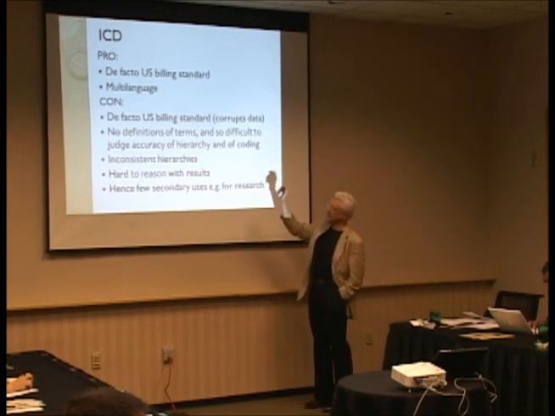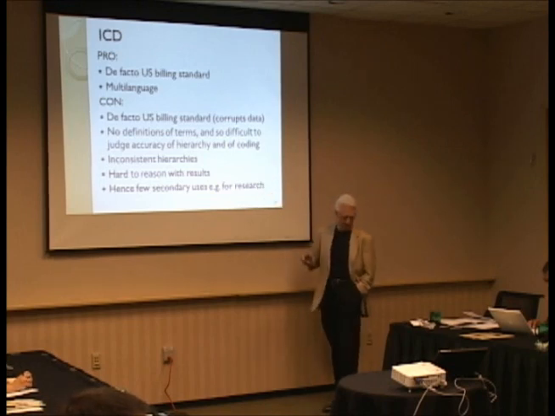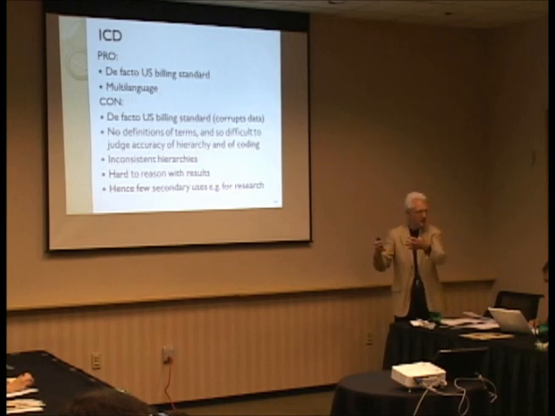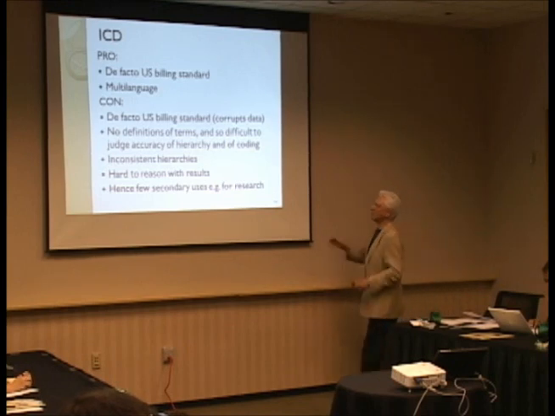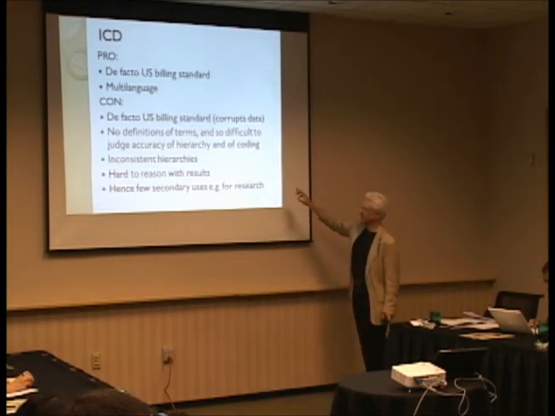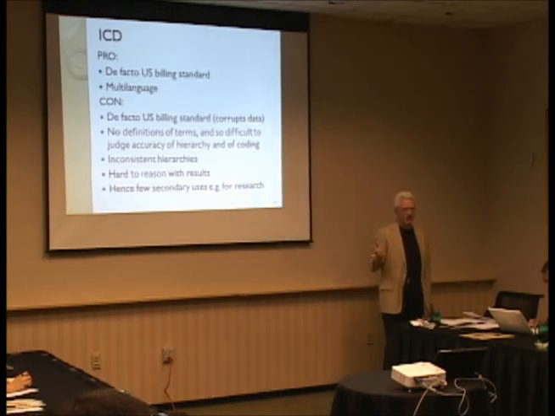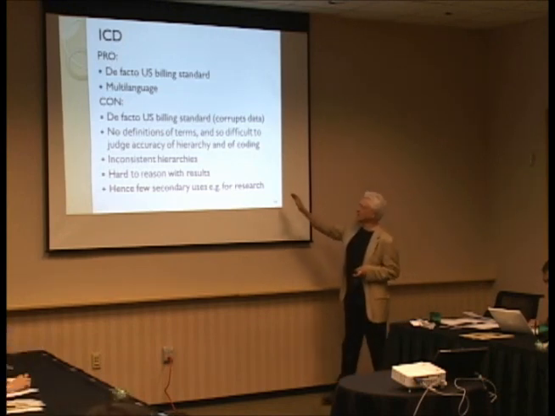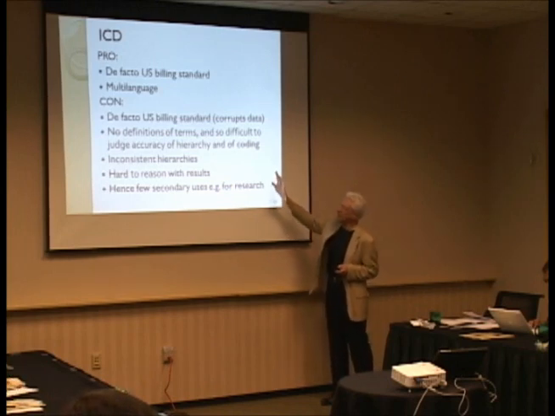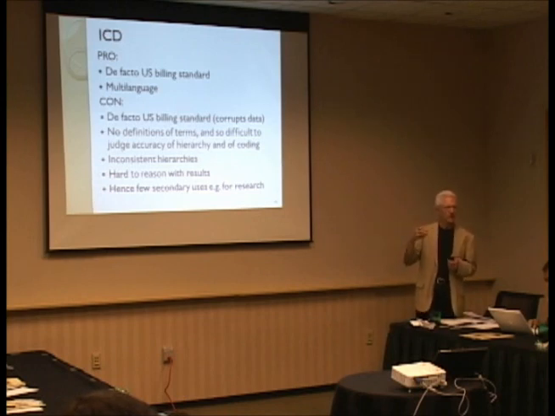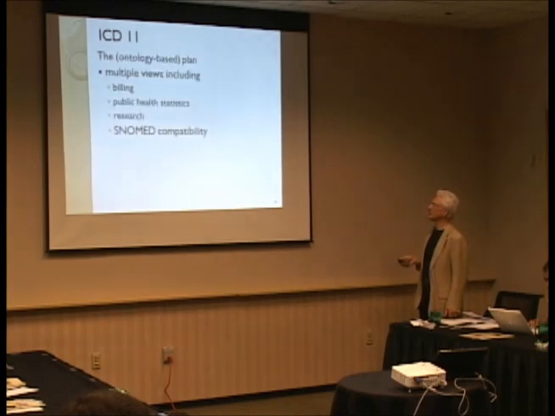The hierarchies in ICD are inconsistent, which means that you get problems that different communities code in different ways. Again, it's hard to reason with the results for all of these reasons, and that means that the secondary uses that we want from clinical data, particularly the huge amounts of clinical data that we get from ICD, are relatively unavailable. We can use ICD for public health statistics, but we can't use it for the kinds of translational research that we're interested in this room.